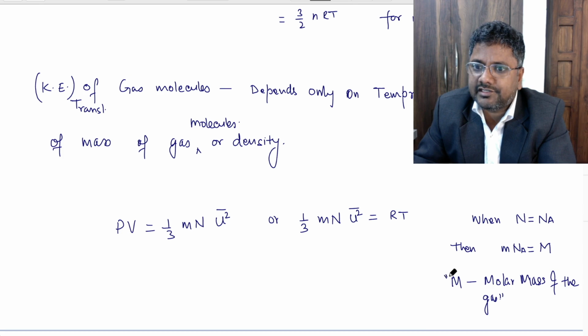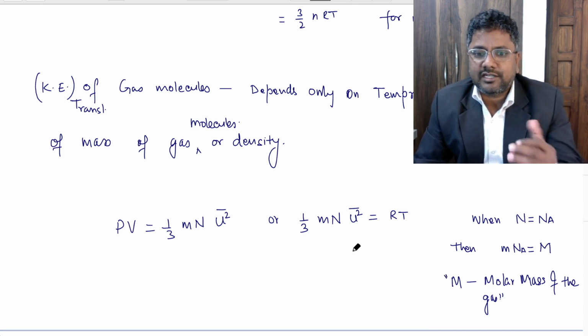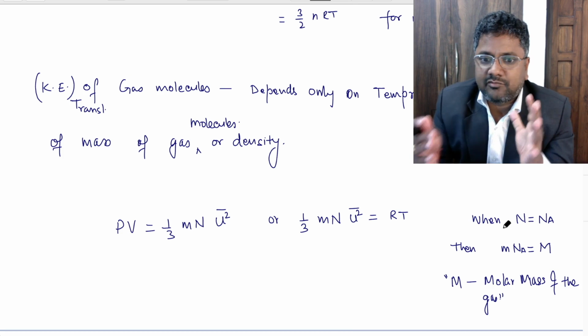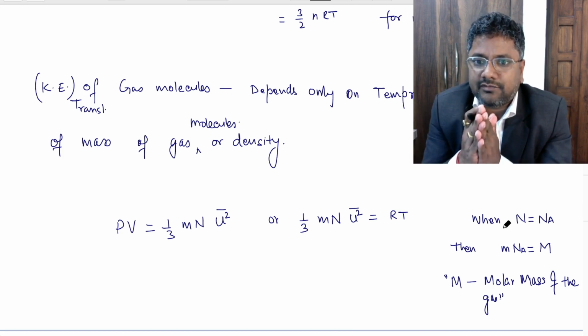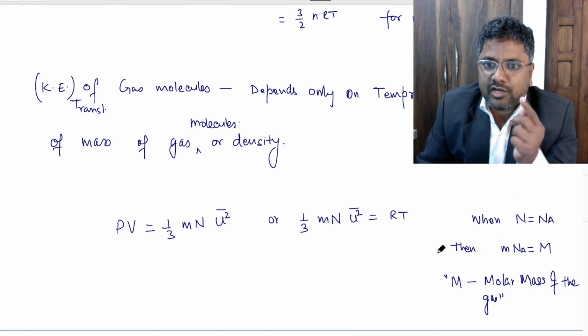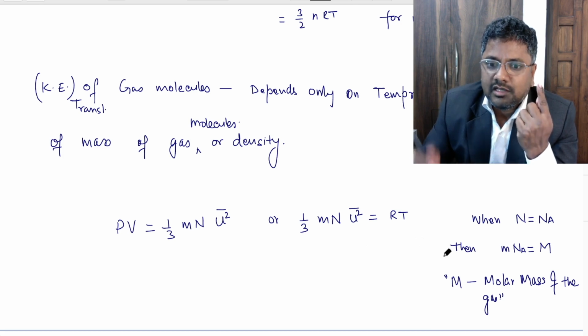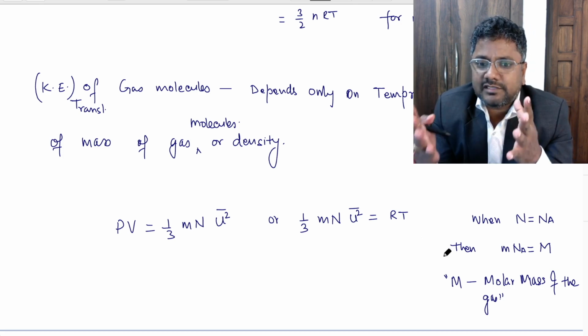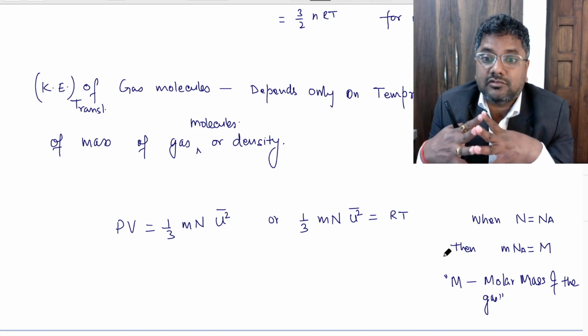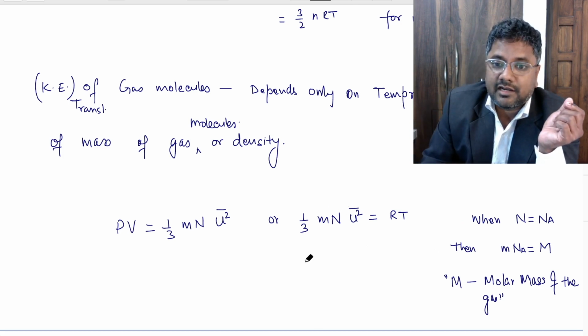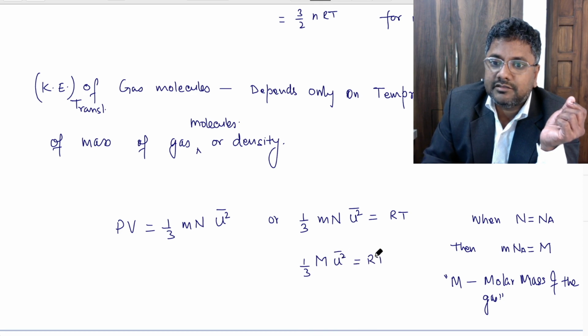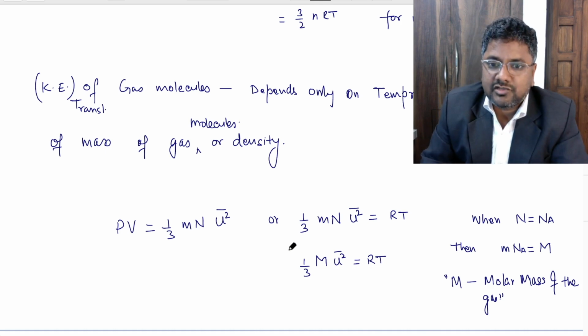Yes, we can write this. Suppose we have taken the number of molecules equal to Avogadro's number, and small m is the mass of a single gas molecule. So what is the definition of molar mass? Molar mass is the mass of Avogadro's number of molecules. So in this place we can write 1 by 3 capital M u bar square is equal to RT. Right? So this is also a very important generalization.